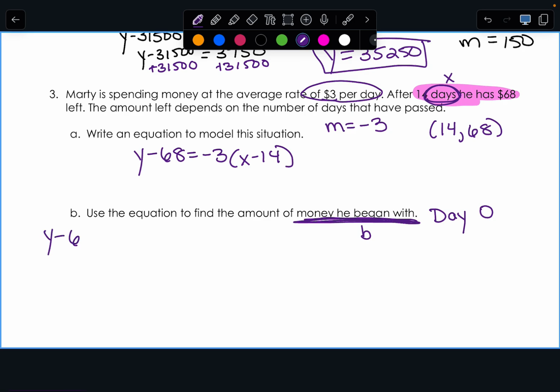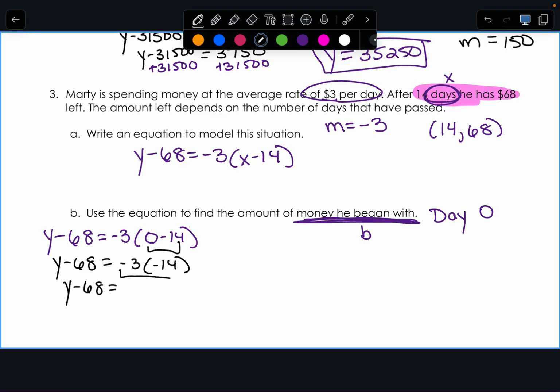So y minus 68 equals -3 times 0 minus 14. Y minus 68 equals -3 times -14. And we just keep simplifying. This is multiplication, which gets me 42. Add 68. Y equals 110. So that would be the starting amount of money.